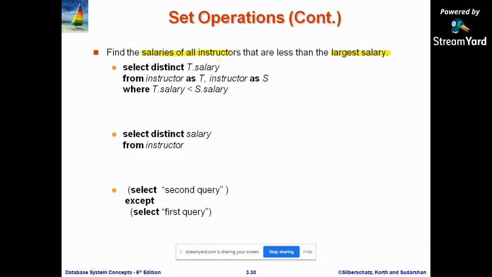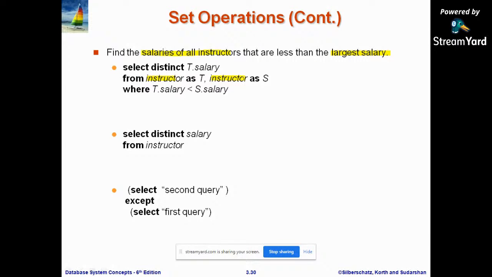We have seen the contents or the columns of the instructor table. In this table, we had the instructor ID, salary and the department name. So in this case, you have to compare the data of an instructor with the other instructors. So you have to do the comparison of the instructor table with itself.